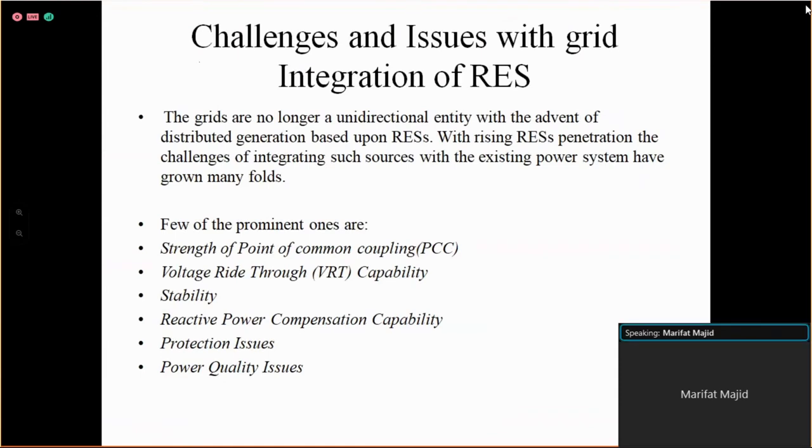I'll be touching upon a few of the prominent technical challenges that we face while we integrate such renewable energy sources into the grid. As we know, grids are no longer a unidirectional entity with the advent of distributed generation based upon renewable energy sources. So with rising renewable energy penetration, there are rising challenges associated with it. A few of the prominent ones that I'll be discussing are the strength of the point of common coupling, the voltage ride through capability, the stability, then the reactive power compensation capability, protection issues, and power quality issues.